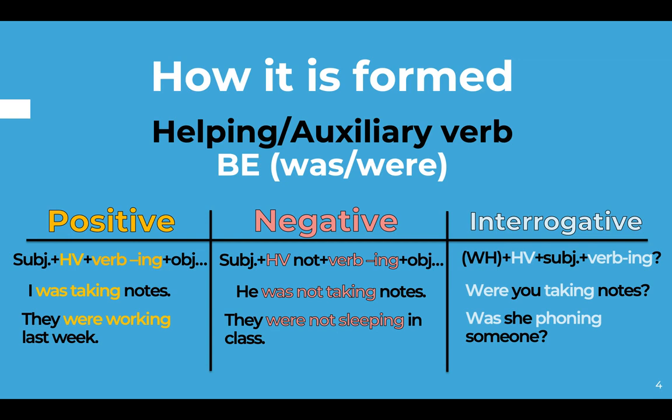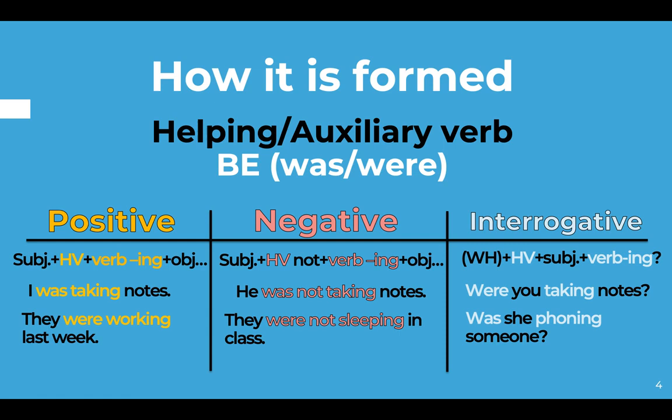Okay, so let's start with a positive sentence. So the formula is the subject plus HV for helping verb, so was or were, then an ing verb, the main verb, plus the object plus the time expression, for example, like in these two examples. I was taking notes. Okay, I was taking notes. Or they were working last week.